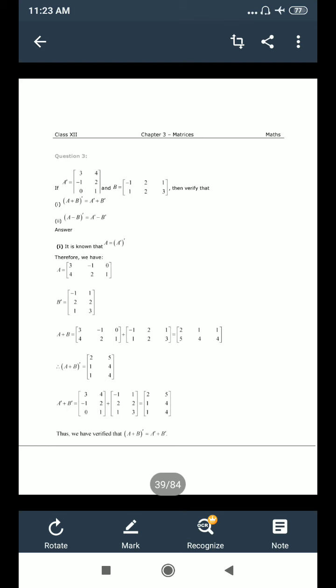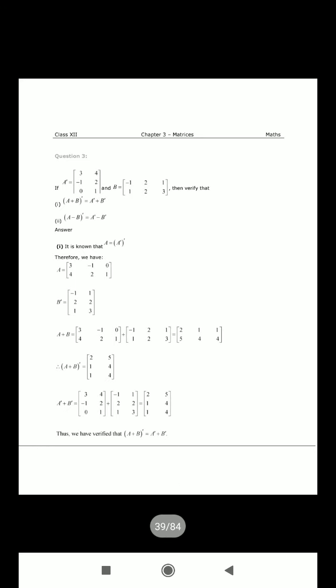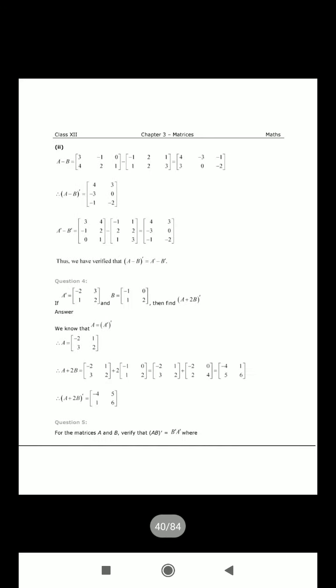In a similar way, you can write (A minus B) transpose is equal to A transpose minus B transpose. So the solution, you can easily do it. You take A minus B, then you subtract B transpose from A transpose, and you will get the same thing. Question number 4.